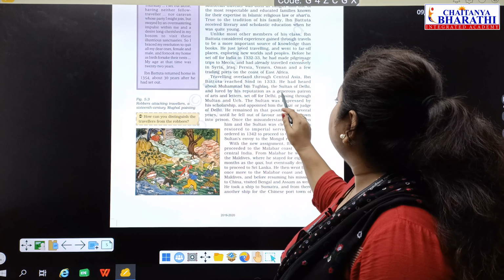He then went back once more to the Malabar coast and Maldives, and then before resuming his mission to China, he visited Bengal and Assam. This is a very interesting part of his travel. After his visit in India, he set out to the Malabar coast, then he went to Maldives where he stayed for 18 months, and then he again came back. He visited Sri Lanka and then came back to the Malabar coast again and Maldives. But before that, he also visited Bengal and Assam, even though he visited China also.